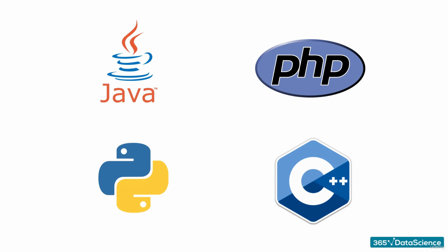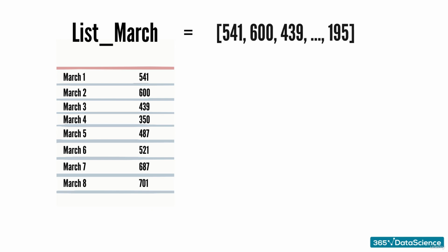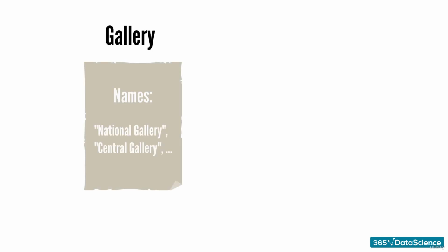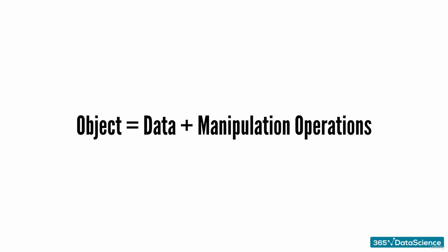The reason programming has evolved to this level is conceptual. Objects allow us to model real-world concepts. For example, we can have a list containing the exact number of visitors in a gallery for March. This is a list containing 31 data points, given that March has 31 days. Or, we could enter names of the galleries as string values in a dictionary called galleries. An object contains data, such as a number or a string, plus the operations allowing us to manipulate the data.